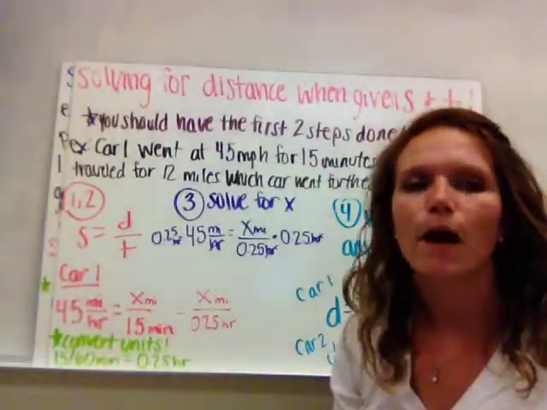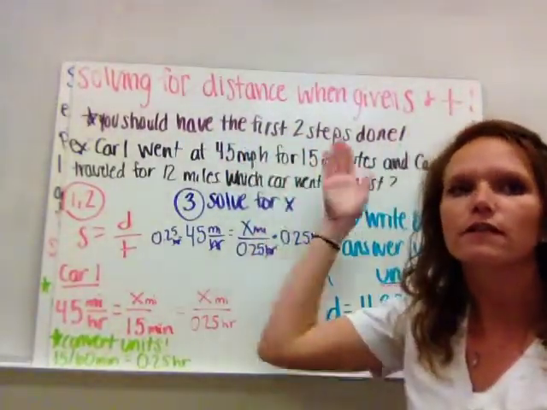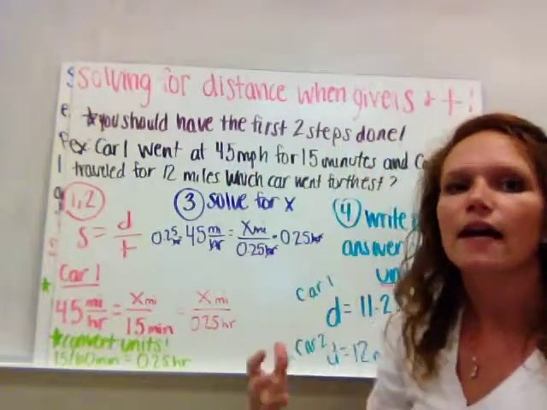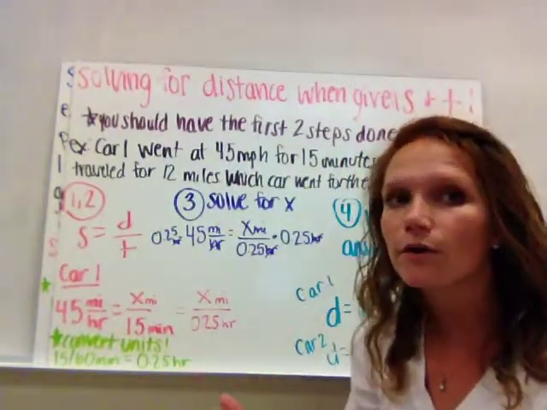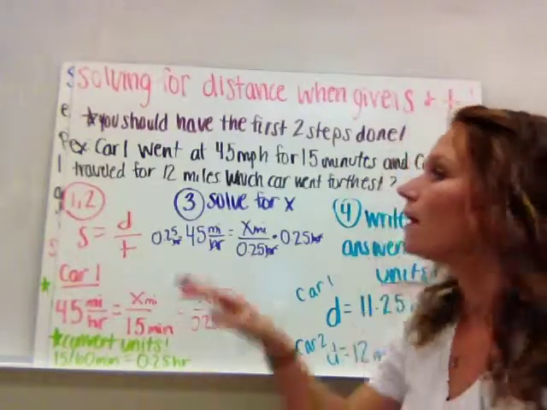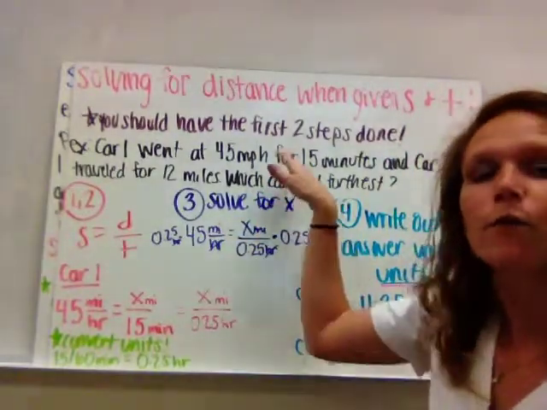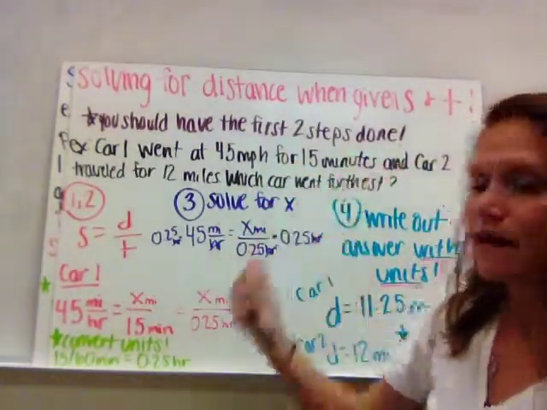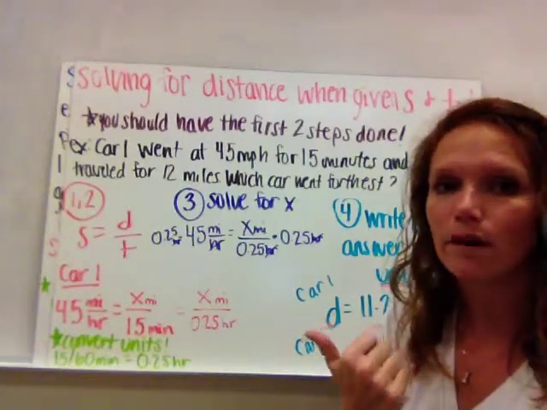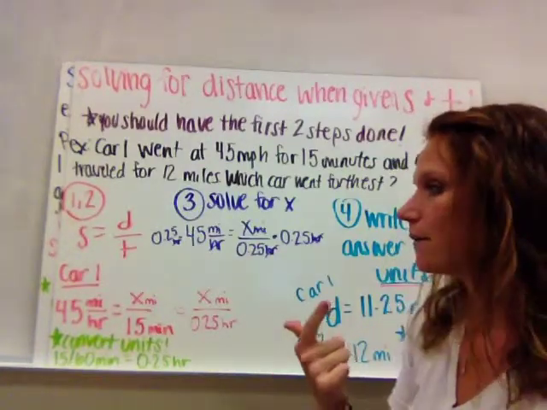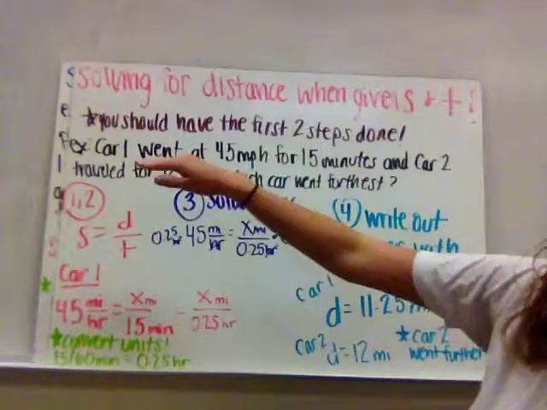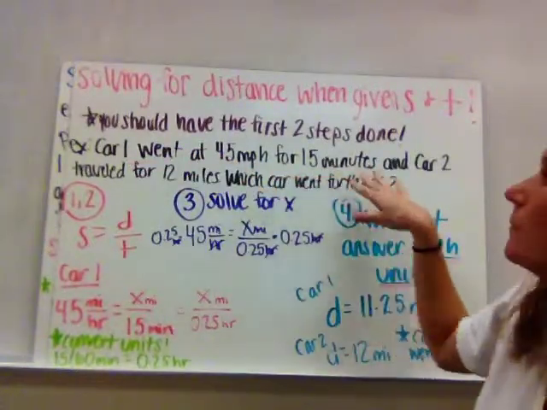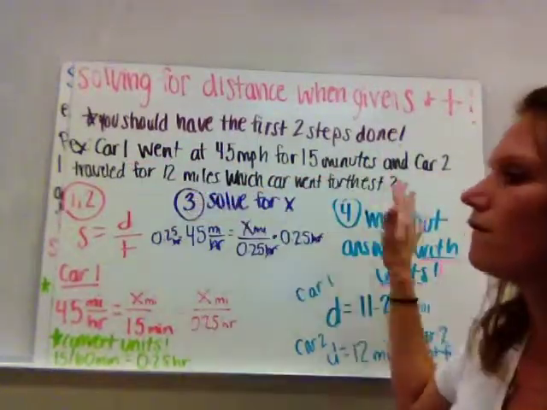The second option for a problem is solving for distance when it gives you speed and time. Again, in this case, you should have already gone through and done steps 1 and 2. This problem is the same example from when we talked about steps 1 and 2: identifying what they want, plugging it into your formula, and converting units if necessary. In this particular example, again, we're back to car 1 went 45 miles per hour for 15 minutes, car 2 traveled 12 miles, which one went furthest.